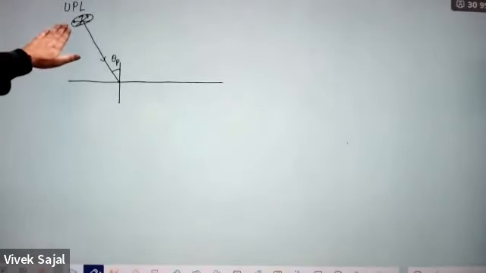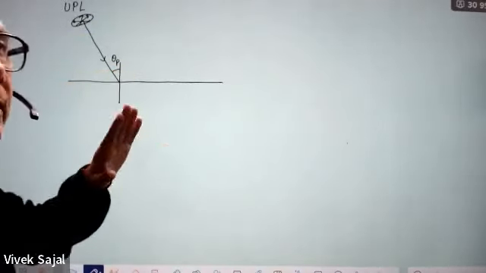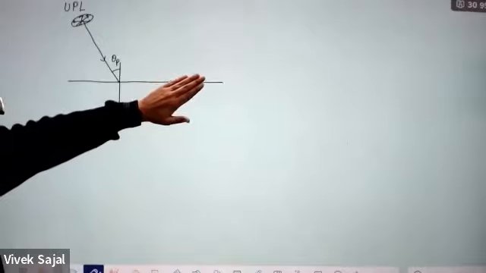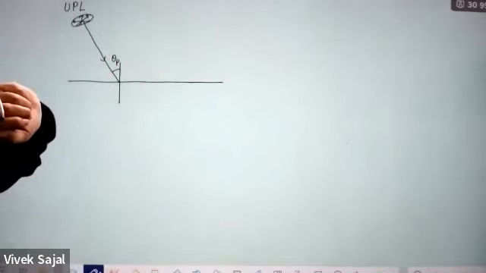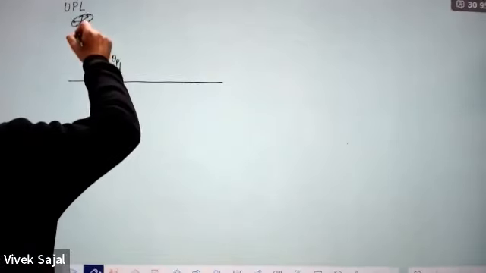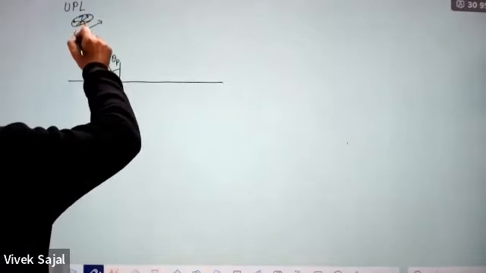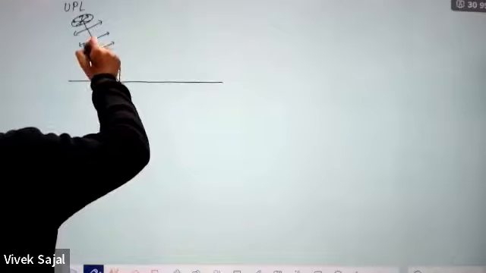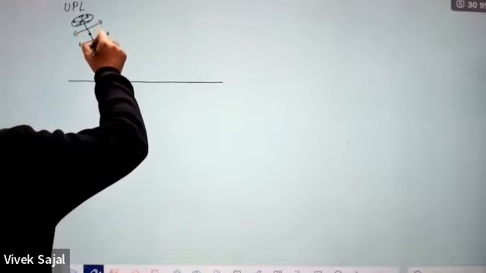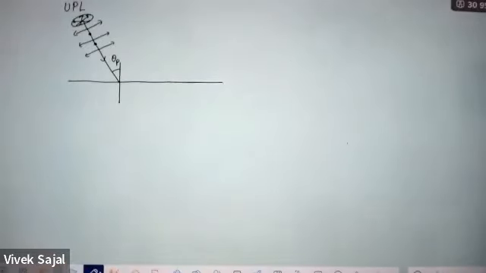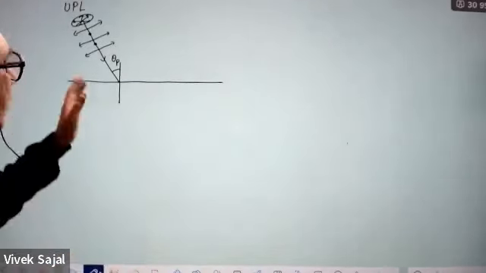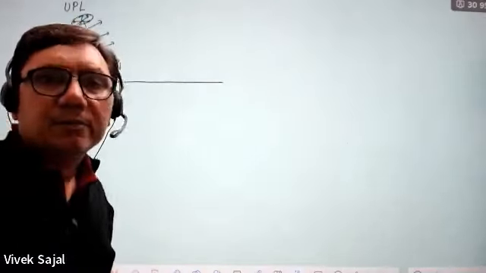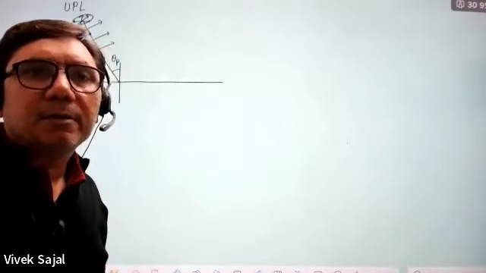Now all these electric vectors can be resolved into two mutually perpendicular components. One is parallel to the plane of incidence, and the other is perpendicular to the plane of incidence. The parallel component will be this one. These are the parallel components of the electric vector, as well as the perpendicular components. So what type of light is incident? Unpolarized light. All the electric vectors of this unpolarized light can be resolved into two components, one parallel to the plane of incidence and another perpendicular to it.